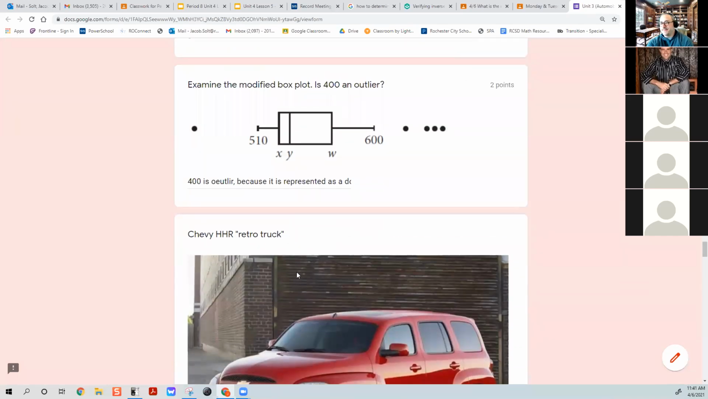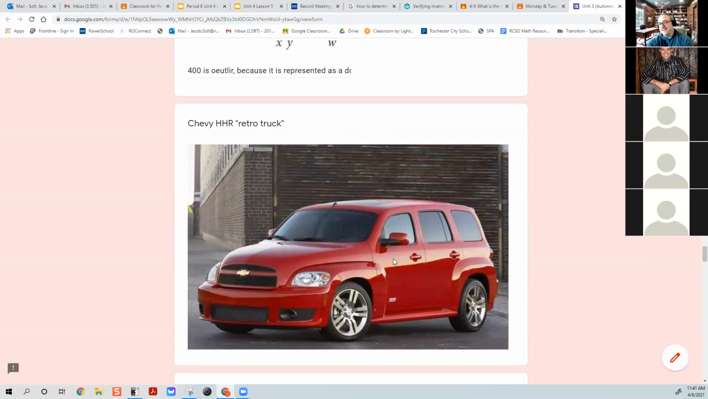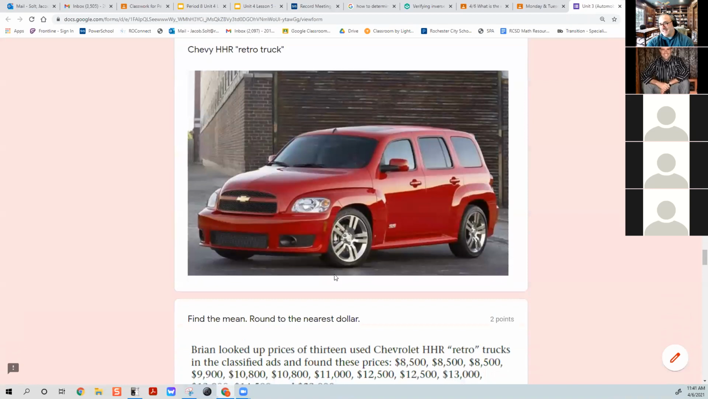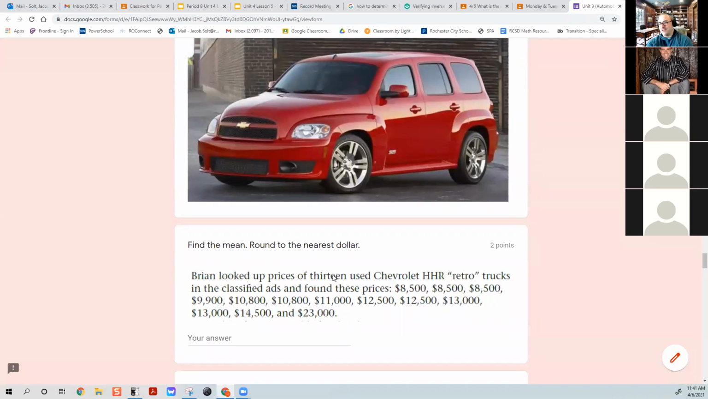All right. So this is a very ugly truck. This is the Chevy HHR retro truck. They stopped making these. I think that's better. That's good for the world.